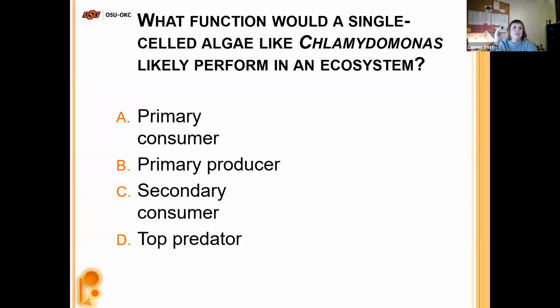It doesn't have a choice. So if we were talking about single-celled algae like Chlamydomonas, I forgot there are questions in these. If we're talking about single-celled organisms like algae, and an example here they're giving us is Chlamydomonas, what role are they likely to perform in an ecosystem? So algae, we were talking about how they were photosynthetic, right? Photoautotrophs. So if they are a photoautotroph, they're going to be a primary producer because they produce their own. And primary because they start from scratch. Okay, primary producer.